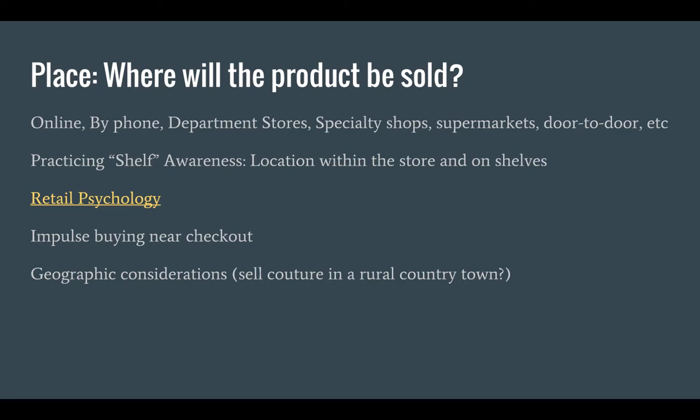All right, place. Where will the product be sold? So this is referring not only to physically where you buy it, as in online, by phone, in a department store, specialty shop, supermarket, door-to-door, etc. It's also talking about practicing shelf awareness. Shelf awareness, pun intended. It's location within the store and on shelves. So I thought this was an interesting clip talking about placement within each of these different stores.